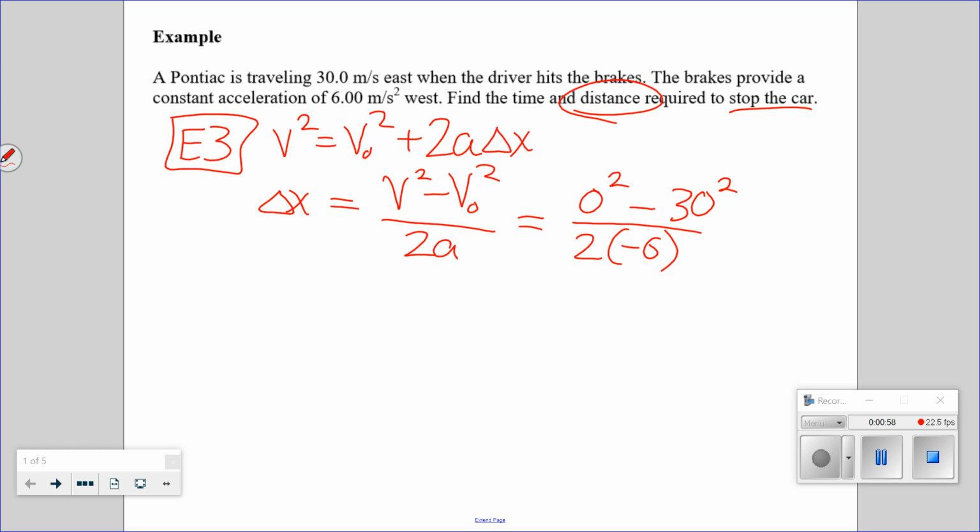Okay, so delta x is 900 divided by 12. Can I do that in my head? Probably not. 75, I bet. Okay, it is 75.